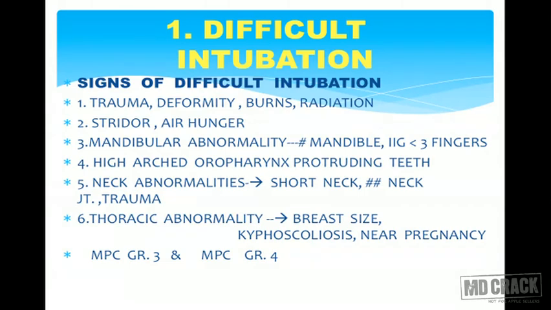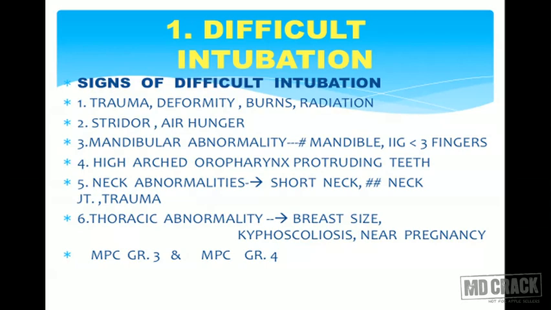Now what are the signs of difficult intubation? First, trauma, deformity, burns, radiation. Any form of trauma, including over the head, face, neck, deformity of the head, face, neck, or accidental burns of the head, face, neck can render a person who is otherwise very easy to intubate a case of difficult intubation, because of these problems like deformity, trauma, burns and radiation. Also, look for stridor or air hunger.